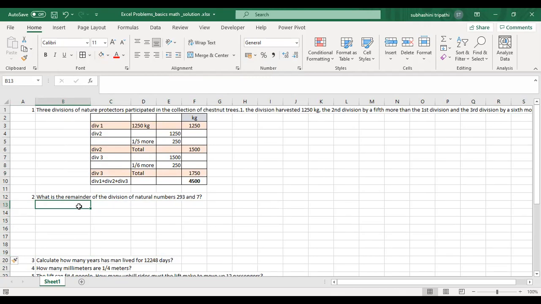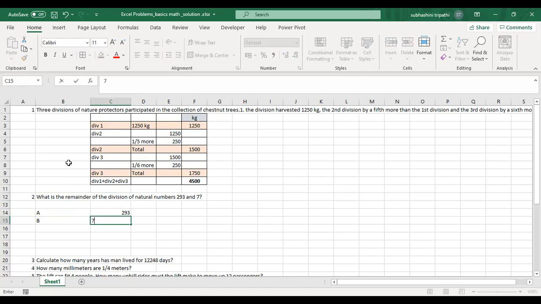Okay. What is the remainder of the division of natural numbers 293 and 7? So what do you think is the number which is going to be divided, beta? So we have number 1, or I will call this A. A is 293. What is number B? The second number is 7. Now what do I want to do? I want to do A divided by B. So I will do this divided by 7. Now what is the whole number here?